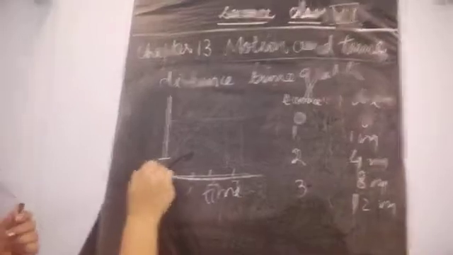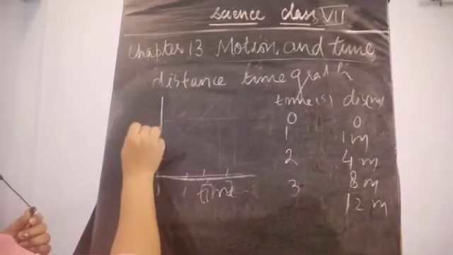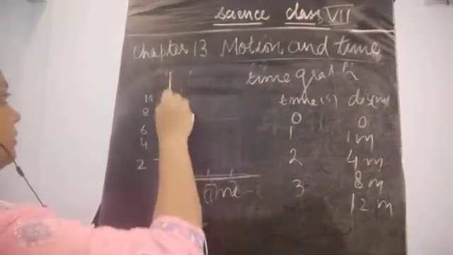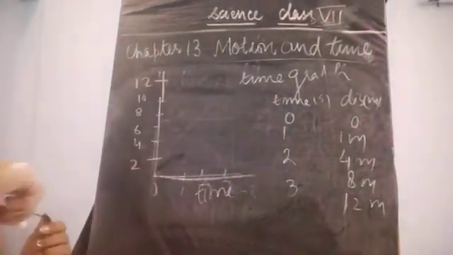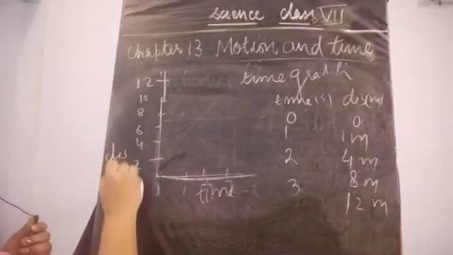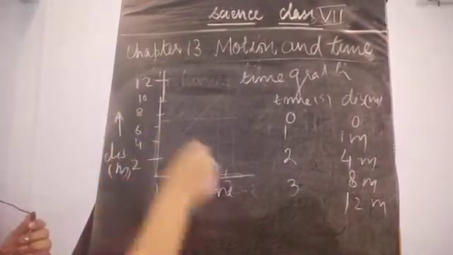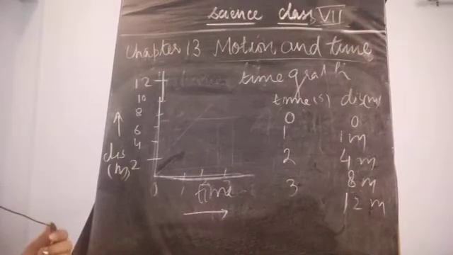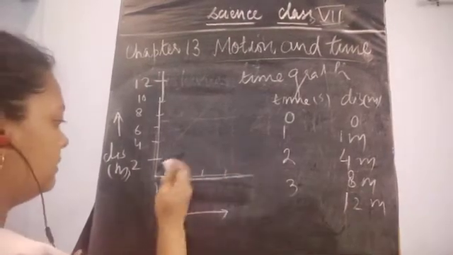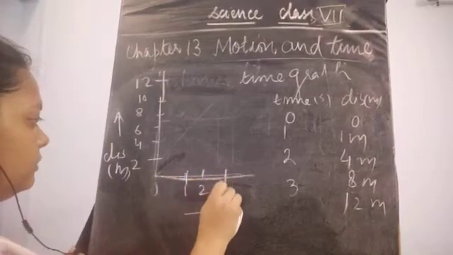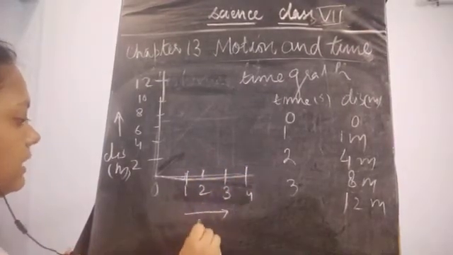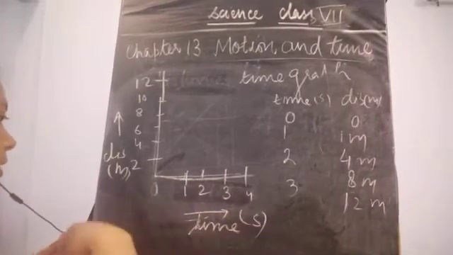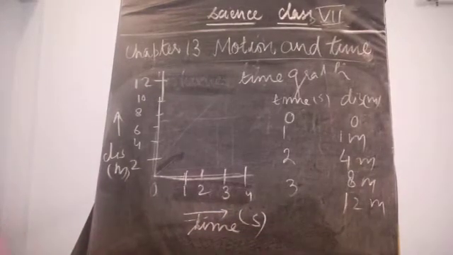So you'll write down 2, 4, 6, 8, 10, and we could also draw 12, okay. So this is in meters, distance is in meters on y-axis. On x-axis it is time, 1, 2 and 3, 4 seconds, okay. 0, 1, 2, 3 and 4 seconds, and the time is in seconds, okay. Now please plot the graph, try to plot the graph.